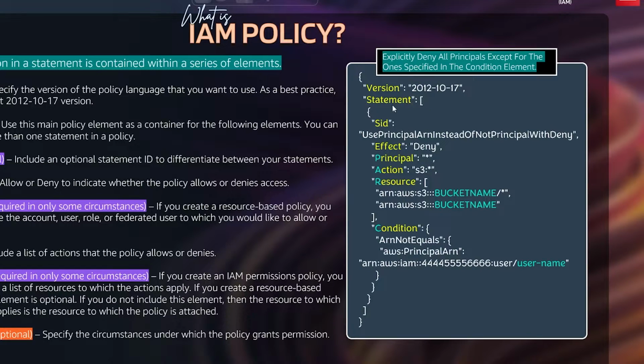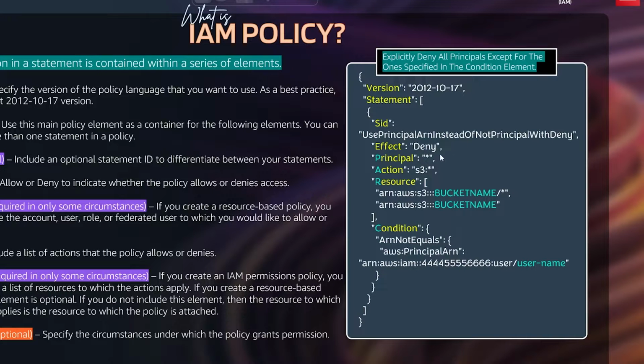Next one is the statement block. Here we have only one block of statement enclosed within curly brackets, and within this statement block we write our policy. So this is our policy. The first one that we have here is the SID. It's an optional value, but we have given it a string called use principal ARN instead of not principal with deny. So this is another way of defining a principal. Don't worry about this. Just remember that it is a string and we have given it as a SID. Next is effect, which is deny. So you're denying the permission. So effect is deny. Remember that.